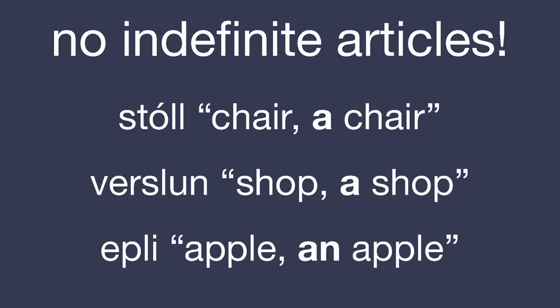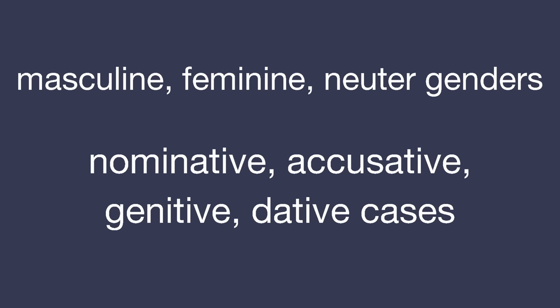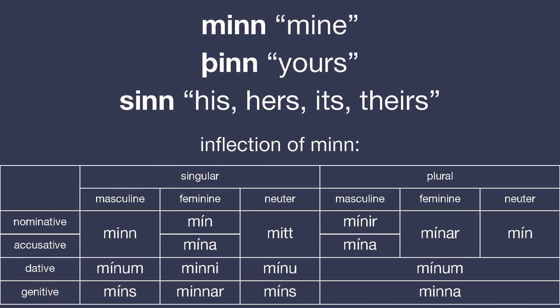One simple thing is that Icelandic has no indefinite articles. It does have definite suffixing still, inflected for case, gender, and number. Icelandic has the same four cases and three genders as German, and there are only three true possessive pronouns, once again inflecting for case, gender, and number.